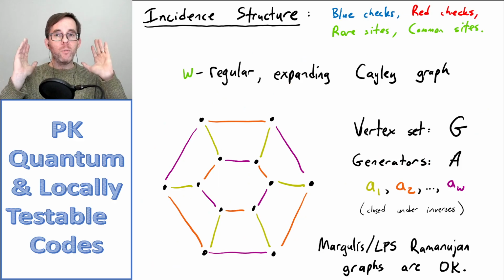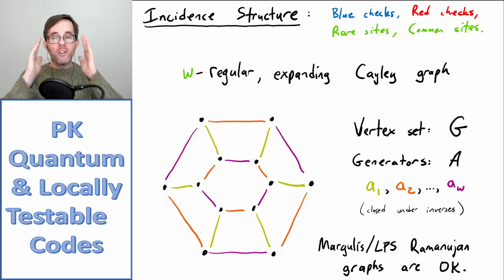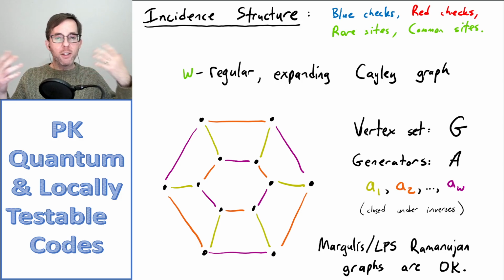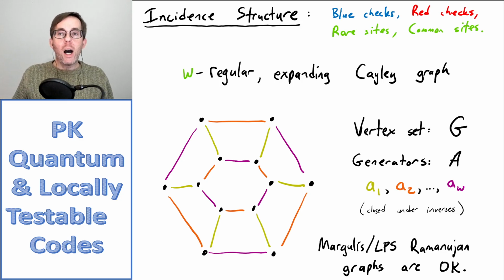Okay, so now I have to tell you the incidence structure, like which checks, which blue checks are connected to which rare sites and which common sites, et cetera, et cetera. So this incidence structure arises from expander graphs, much like in Sipser-Spielman codes.